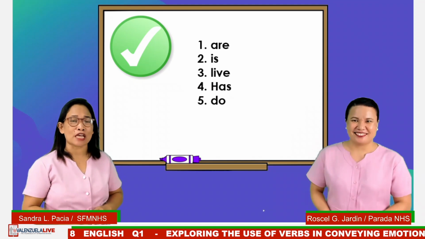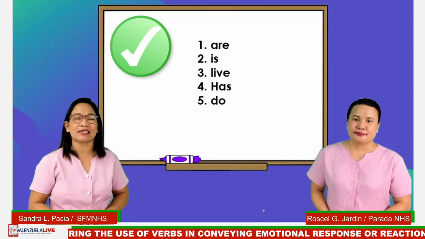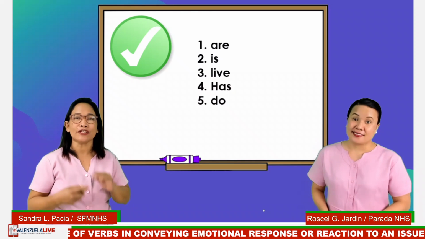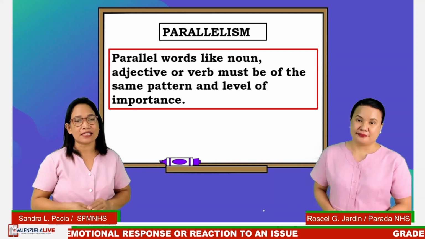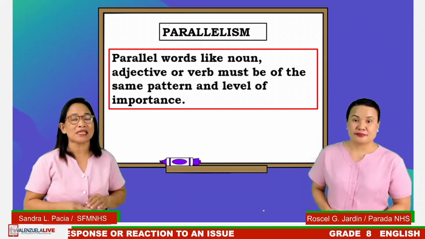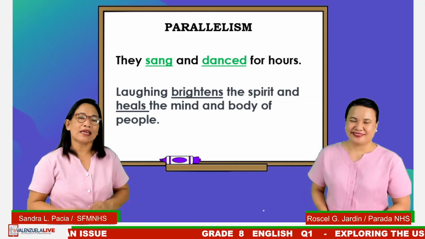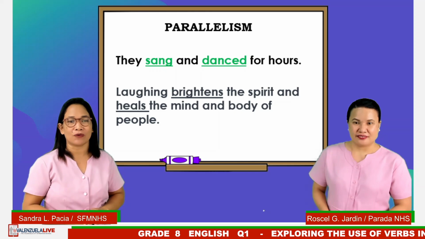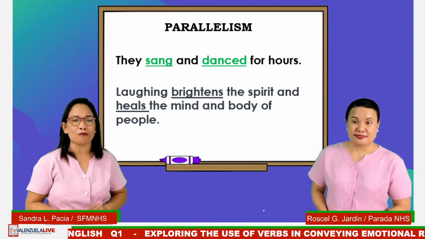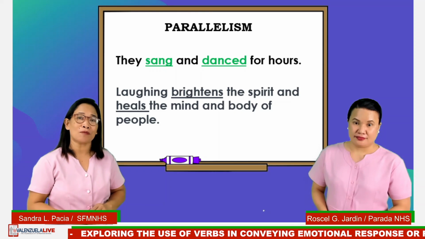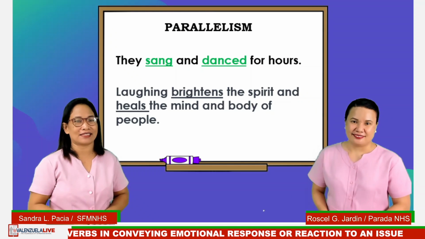Aside from these rules in subject-verb agreement, we must not forget about parallelism because it creates a sense of balance in your sentences. Parallel words like noun, adjective, or verb must be of the same pattern and level of importance. Check this out. They sang and danced for hours. In this example, the highlighted words show a series of verbs of equal pattern and level of importance. They are all of the same tense, which is past tense.